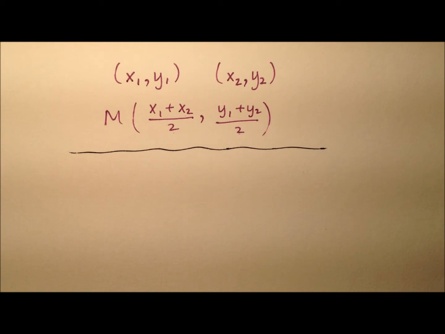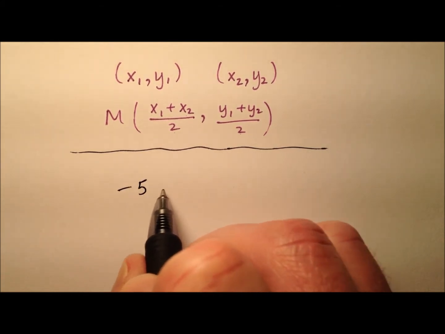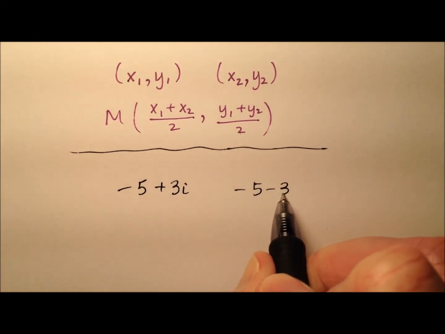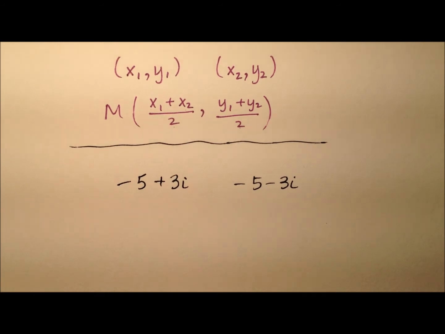Okay, so let's do 3 examples with complex numbers. And first, let's go ahead and look at a common relationship here. We have two complex conjugates. We have -5 plus 3i and -5 minus 3i. And let's go ahead and look at this relationship, what happens.